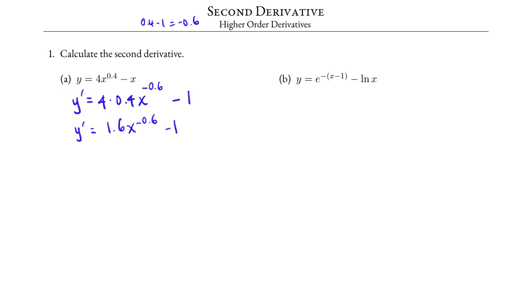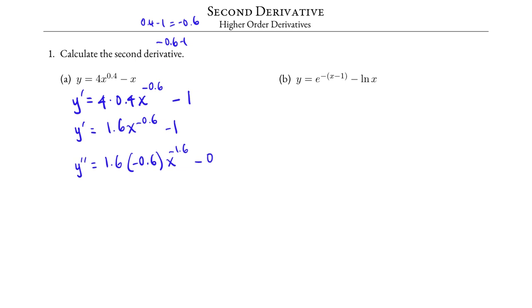Once we have the first derivative, we can find the second derivative, y double prime. 1.6 is a constant multiple, so we rewrite it, and then we will use the power rule. Bring down the power, negative 0.6 x, and lower the power by 1. Negative 0.6 minus 1 is negative 1.6, minus the derivative of 1 is 0.